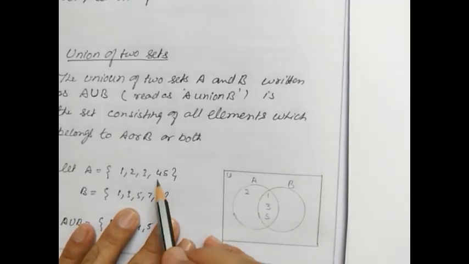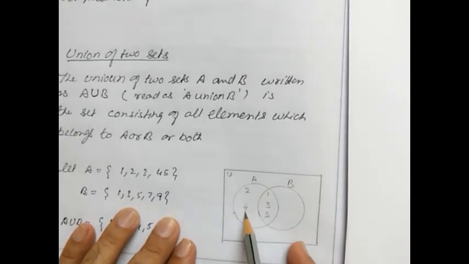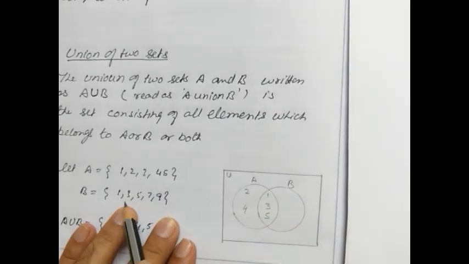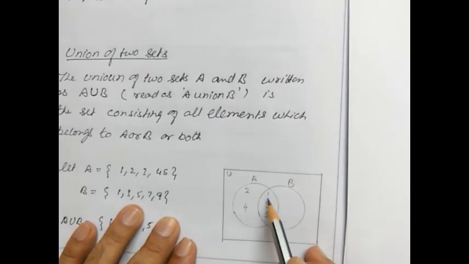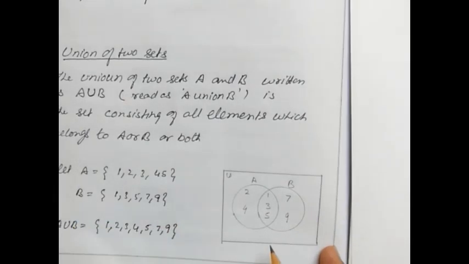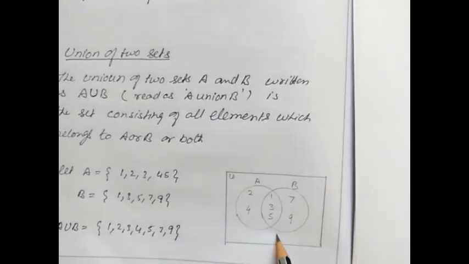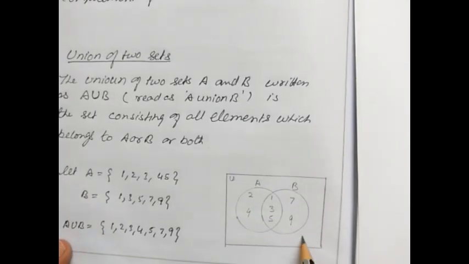Then what is left over? With A, we have 1, 2, 3, 4 and 5, and with B we have 1, 3, 5, 7, 9. Now when we represent these sets in a Venn diagram, it will be represented in this manner.